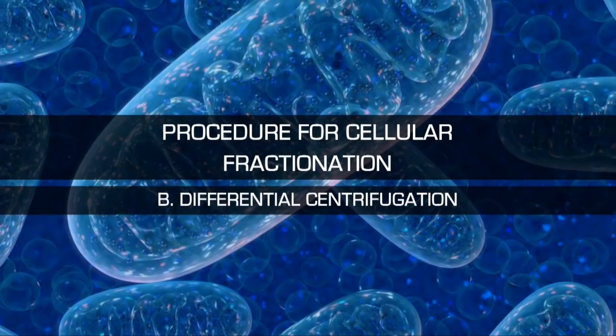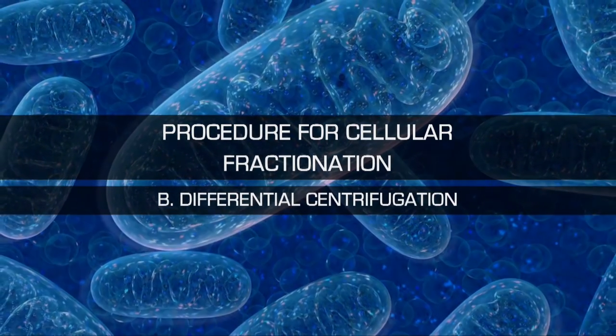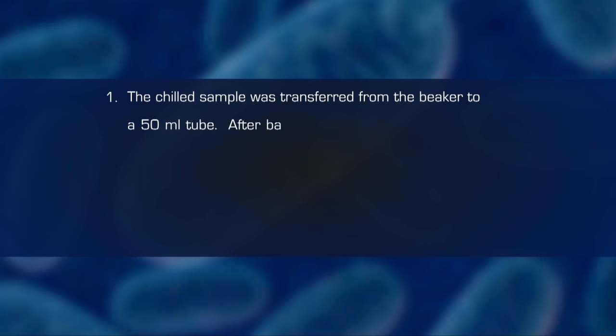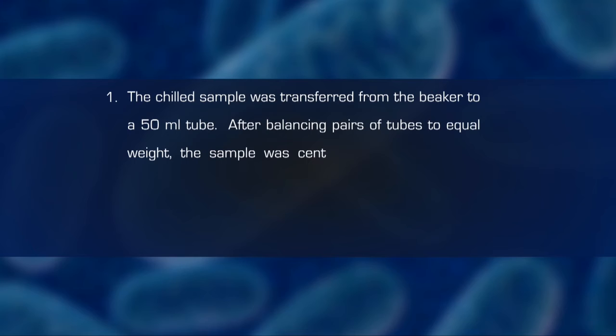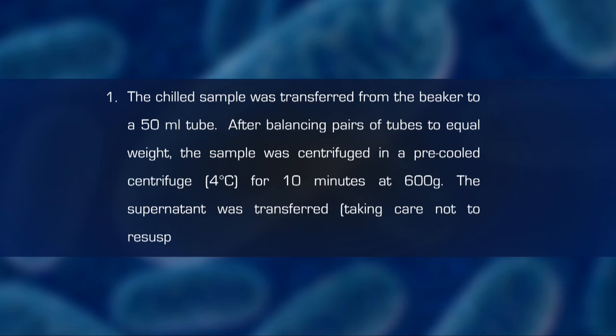In the next stage of fractionation, we'll discuss differential centrifugation. First, the chilled sample was transferred from the beaker to a 50 ml tube. After balancing pairs of tubes to equal weight, the sample was centrifuged in a pre-cooled centrifuge at 4 degrees centigrade for 10 minutes at a speed of 600 G. The supernatant was transferred, taking care not to resuspend the pellet, into a fresh, clean centrifuge tube.